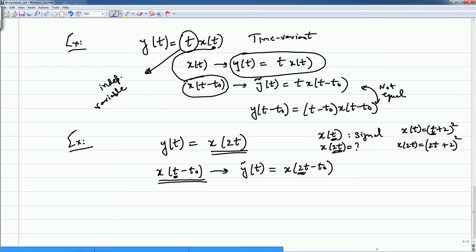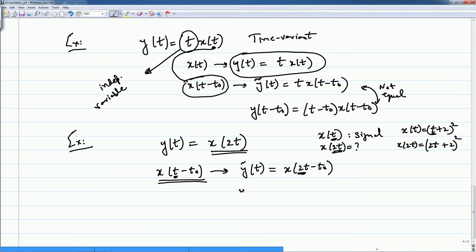So, I get the output y tilde of t being x of 2t minus t naught. Think about this once again. This is the meaning of x of t minus t naught being input to the system. Instead of x of t, I should think of it as x of t minus t naught. Now, my signal has become x of t minus t naught. How do I find x of 2t? Wherever I have t, I should put in 2t, and that is how I get the answer.